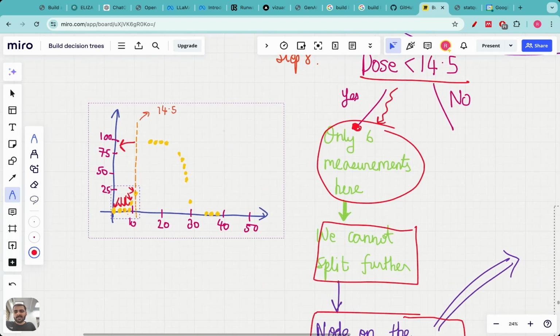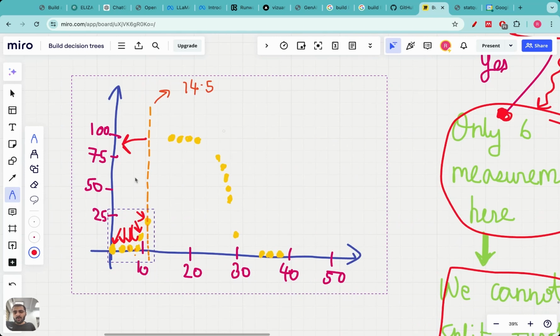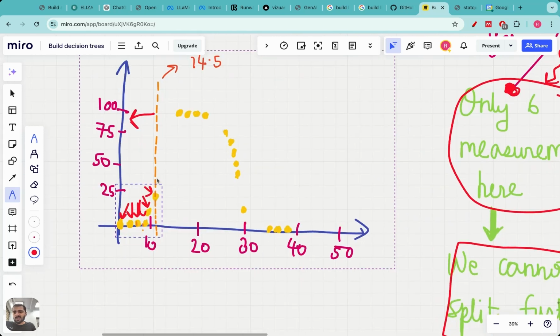So that's what we will do next. If dose is less than 14.5, we are on this side, right? We have six measurements and we are not splitting any further. So we have to have an answer. If dose is less than 14.5, what's the effectiveness?